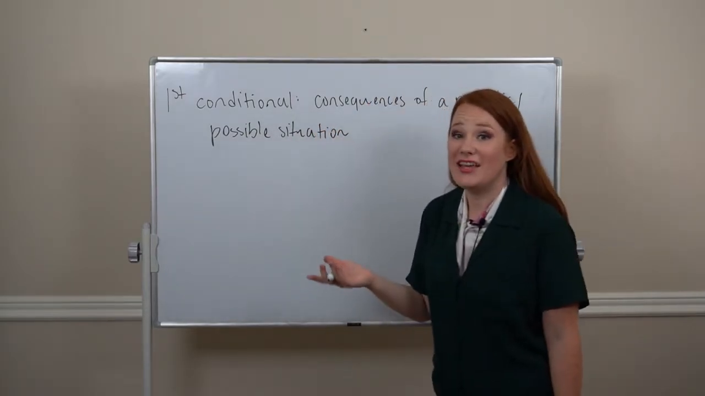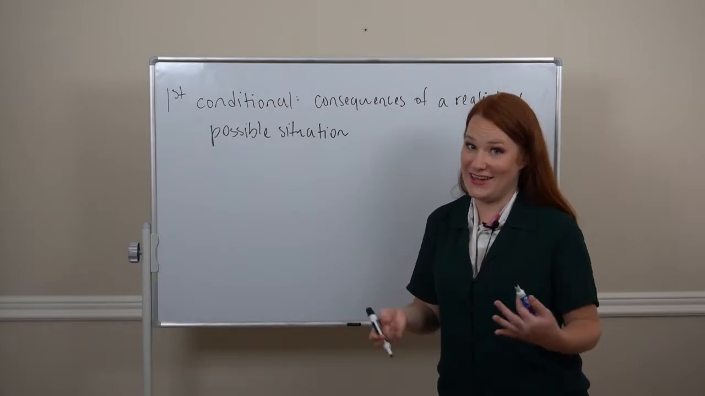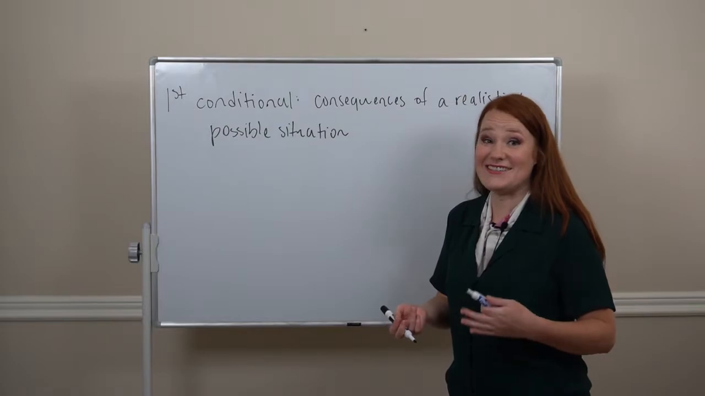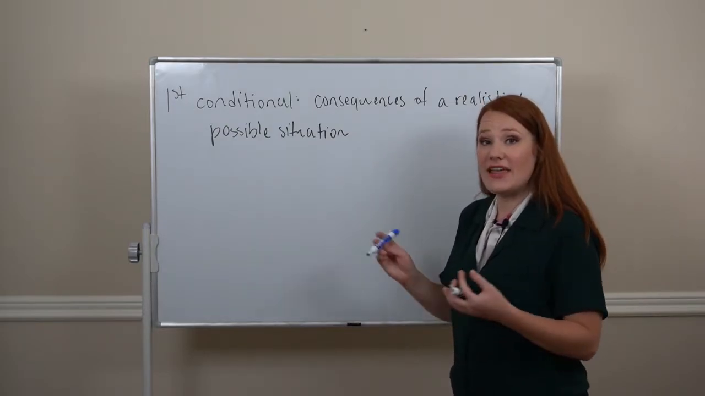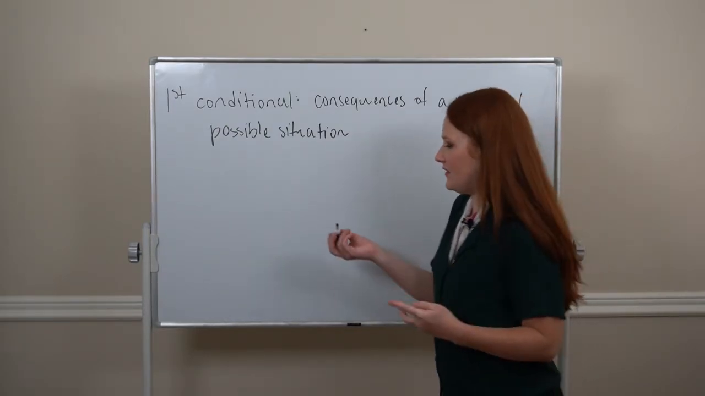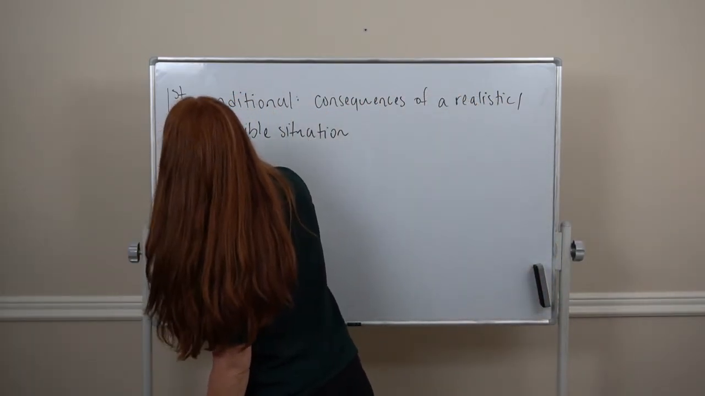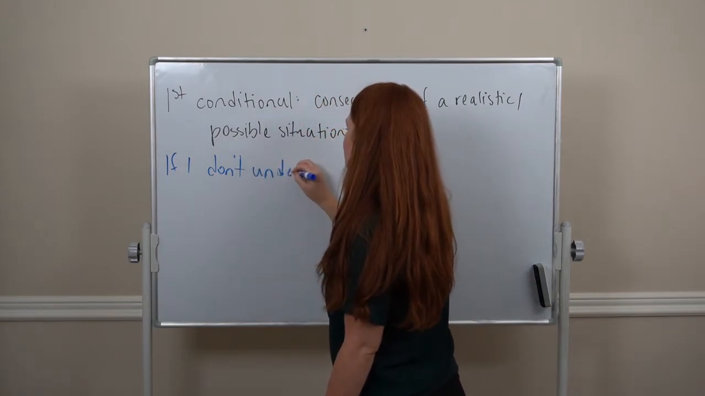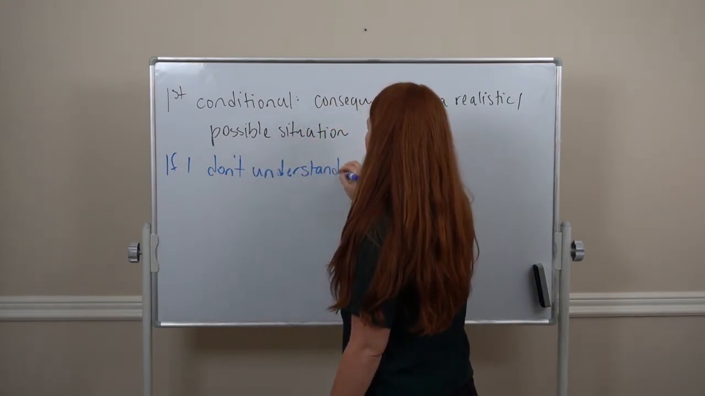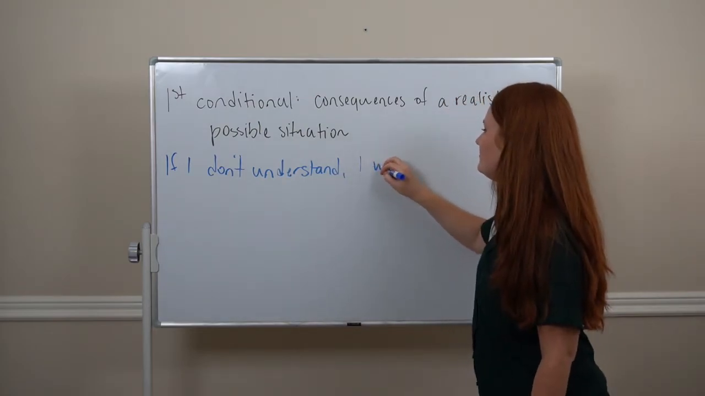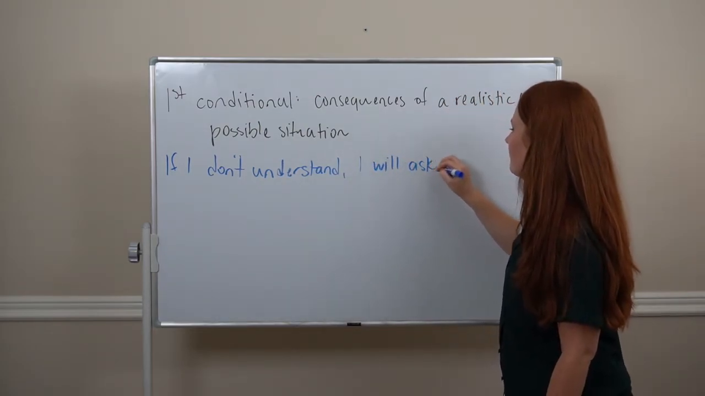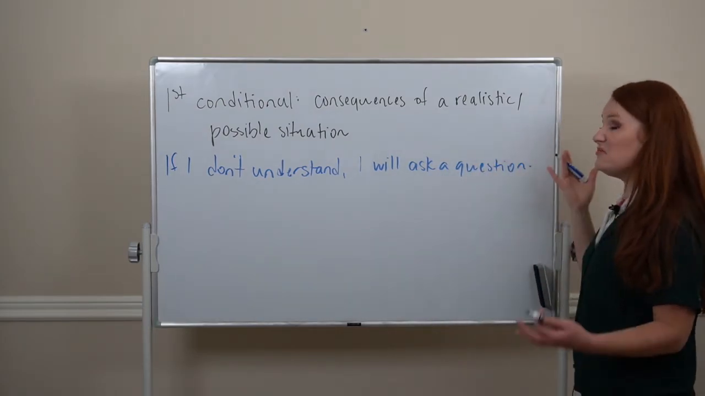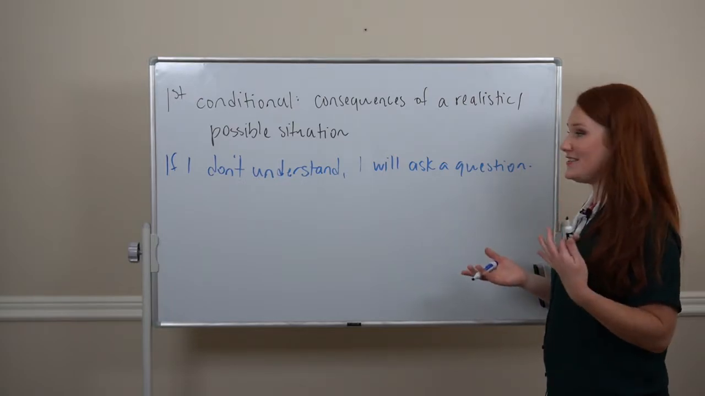So, for example, sometimes I don't understand the teacher. That's a thing that happens to me. It's a realistic situation. So, I could make a first conditional sentence about that, saying, if I don't understand, I will ask a question. All right, totally normal, realistic situation.